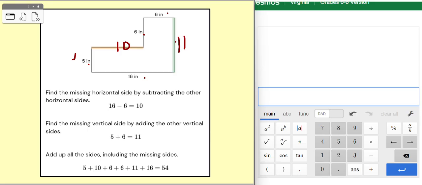There's a 5. There's a 10. There's a 6. There's another 6. There's an 11. And there's a 16, which means that our total perimeter, the length around this, is 54 inches. Do not try to count the invisible sides here or here. When you're doing perimeter, you want to go only around the very outside.